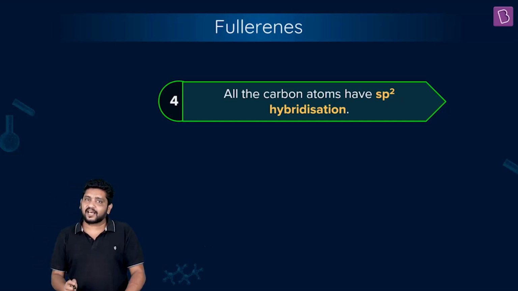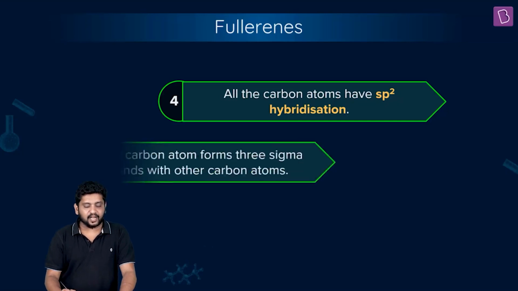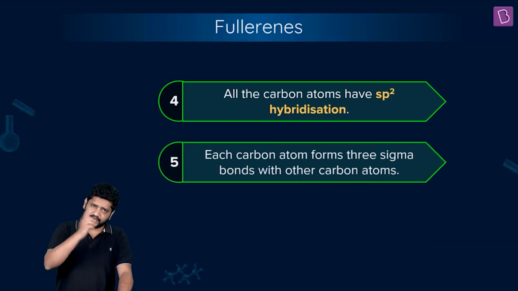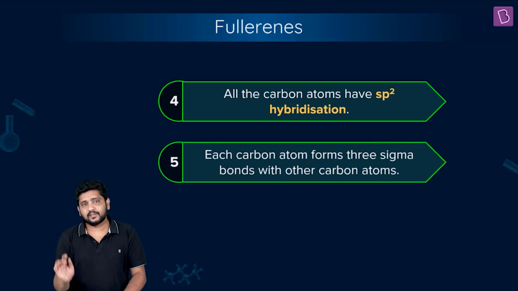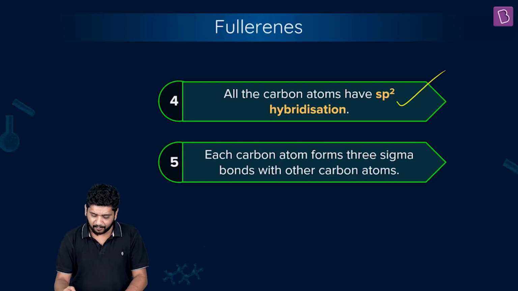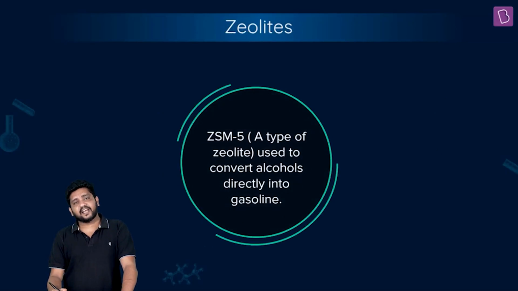All the carbon atoms are like in graphite. All of them are sp2 hybridized. All carbon atoms are attached to 3 other carbon atoms, and there will be 3 sigma bonds and 1 pi bond obviously per carbon atom. So these are all something you have to remember, right? All carbon atoms are sp2 hybridized. Each carbon atom forms 3 sigma bonds with 3 other carbon atoms, and 1 pi bond.